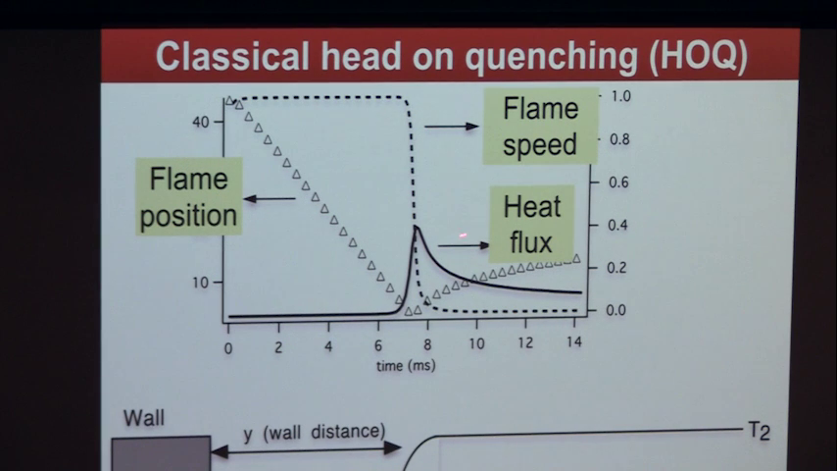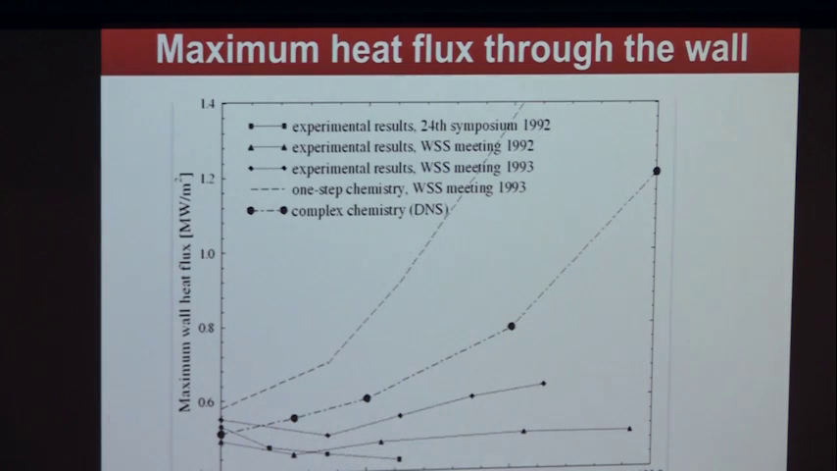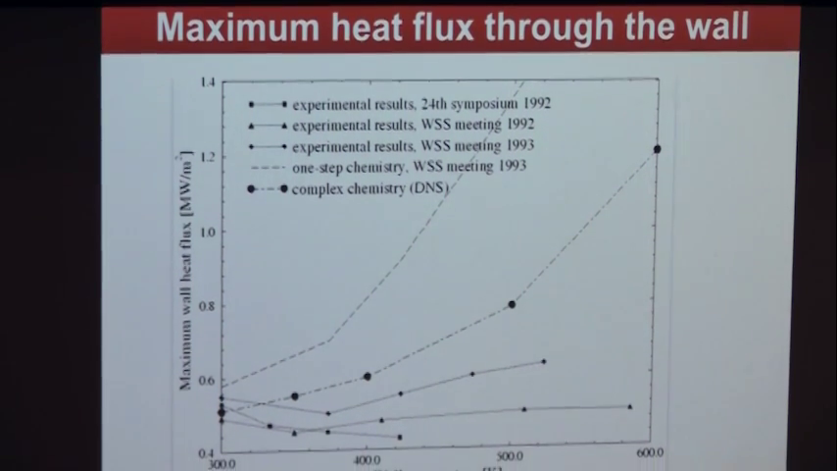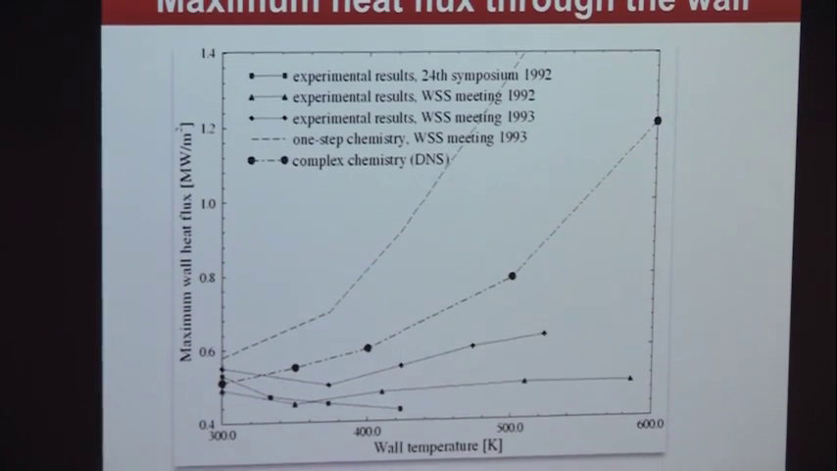So you can scale these things now. That's what I'm going to do for you. You're going to see there are very simple theoretical results you can obtain from that. Here is the maximum wall heat flux through the wall, computed with different methods and with different experimental results. And here's the wall temperature. And this is what I was describing before. We're talking about fluxes of the order of 1 megawatt per square meter. That's the maximum heat flux.